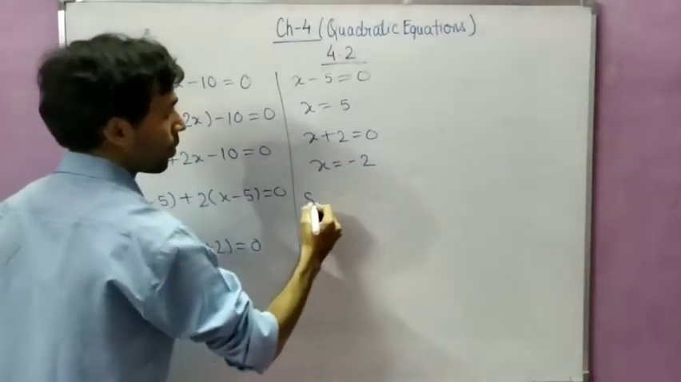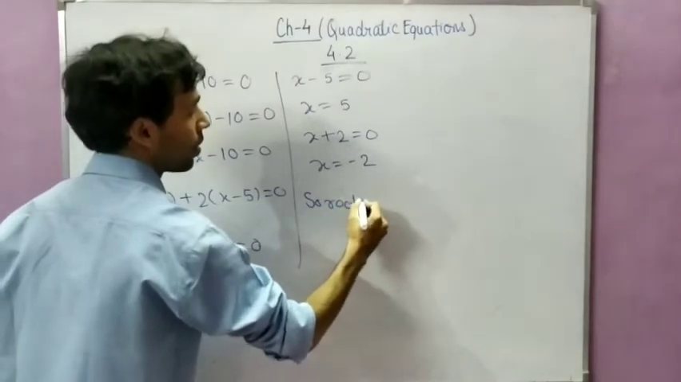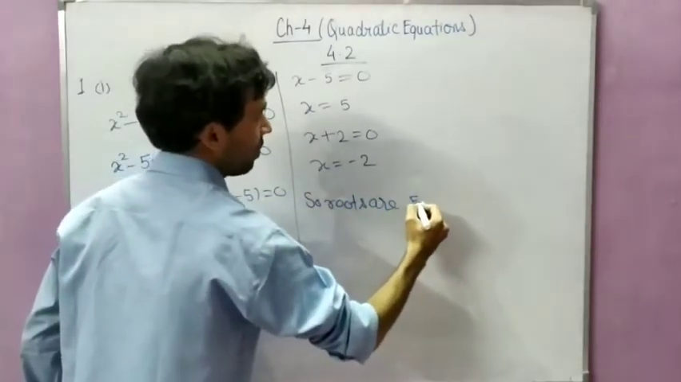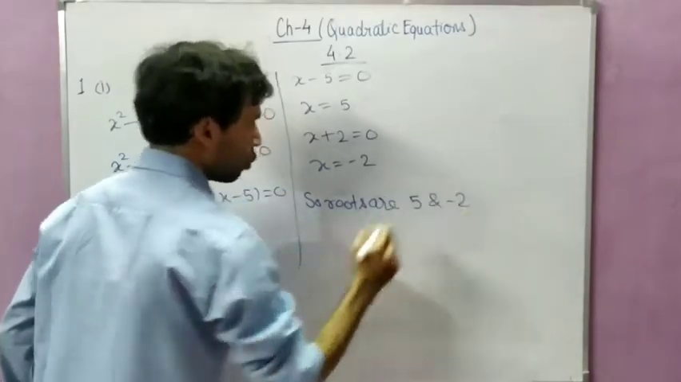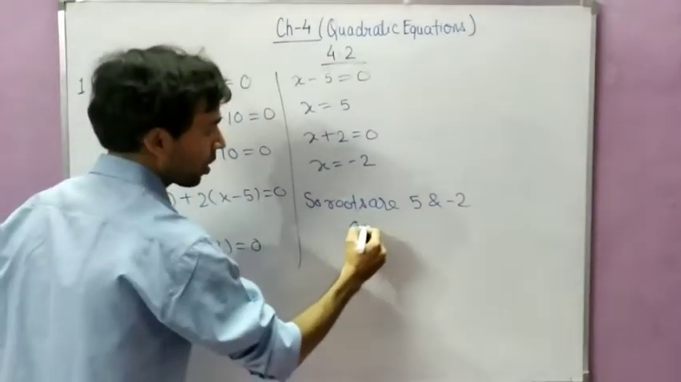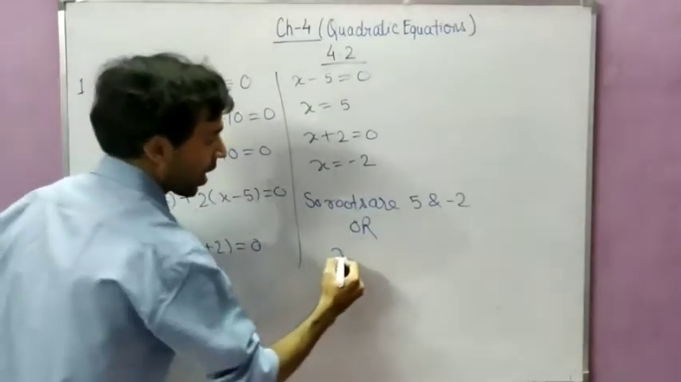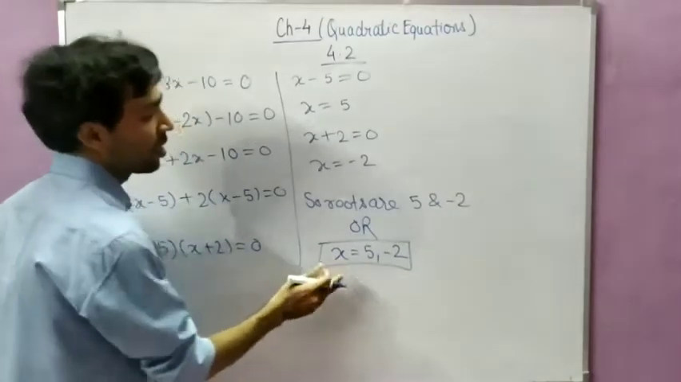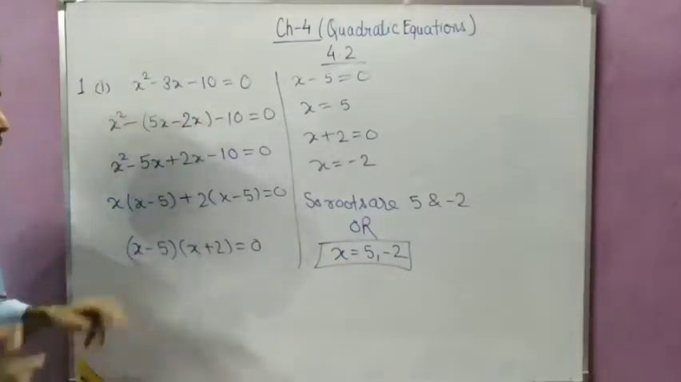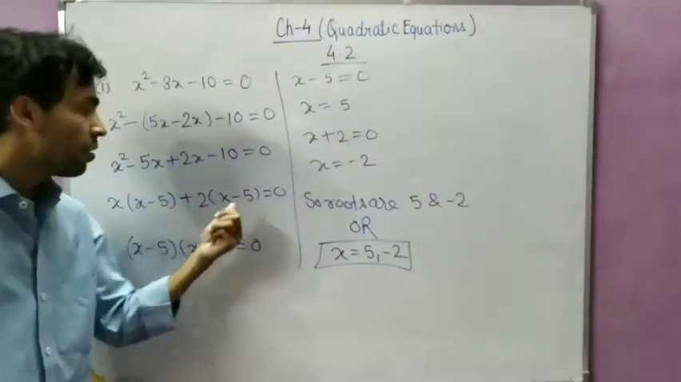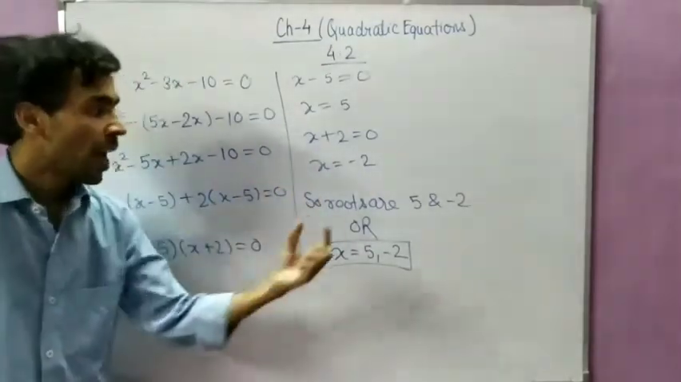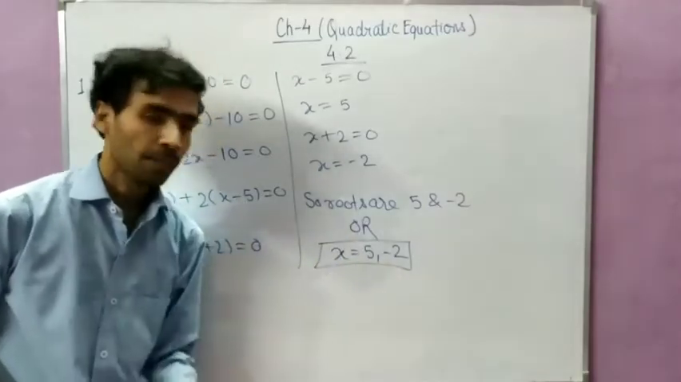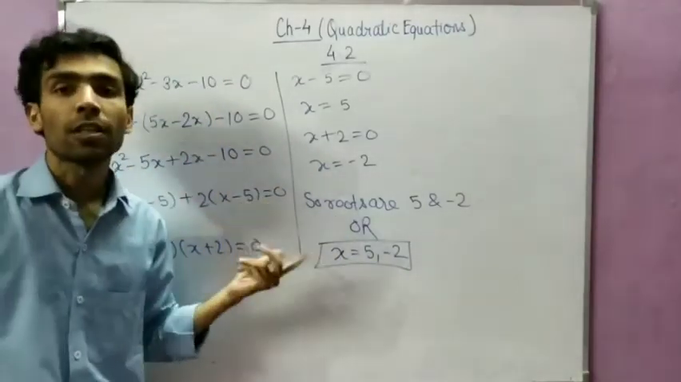So roots are 5 and minus 2. You can also write x equal to 5 comma minus 2. This is another method to write the answer, because we got two values of x. First is 5 and second is minus 2. So either you write like this or like this. Both are the same, because both values are of x.